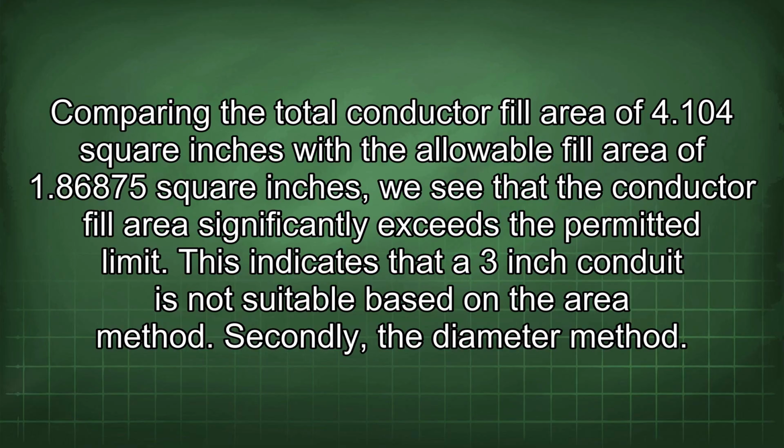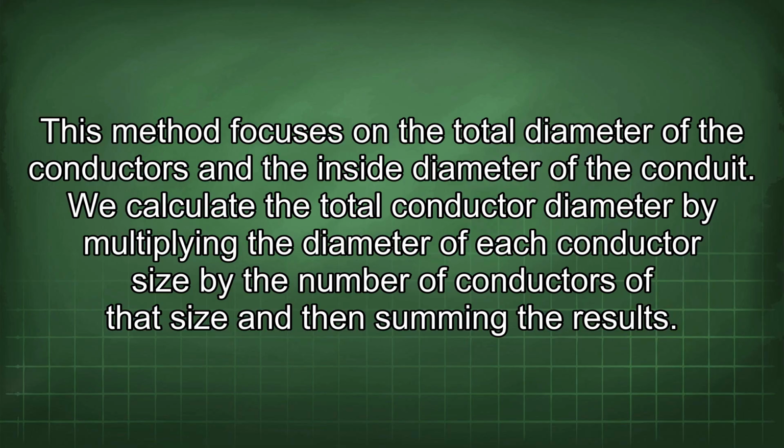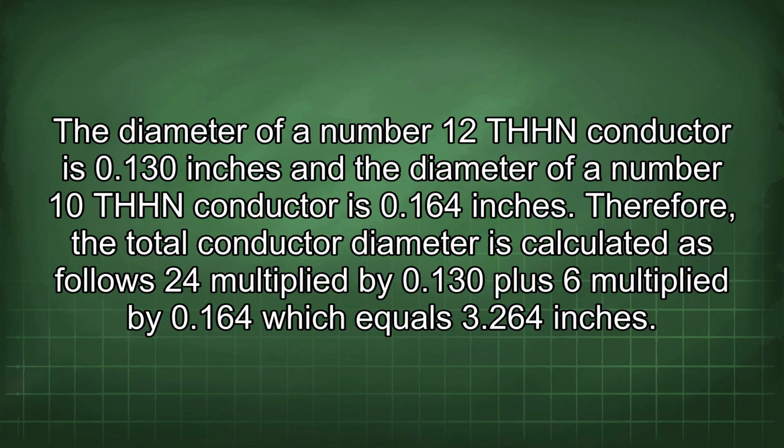Secondly, the diameter method. This method focuses on the total diameter of the conductors and the inside diameter of the conduit. We calculate the total conductor diameter by multiplying the diameter of each conductor size by the number of conductors of that size and then summing the results. The diameter of a number 12 THHN conductor is 0.130 inches and the diameter of a number 10 THHN conductor is 0.164 inches. Therefore, the total conductor diameter is calculated as follows: 24 multiplied by 0.130 plus 6 multiplied by 0.164, which equals 3.264 inches.